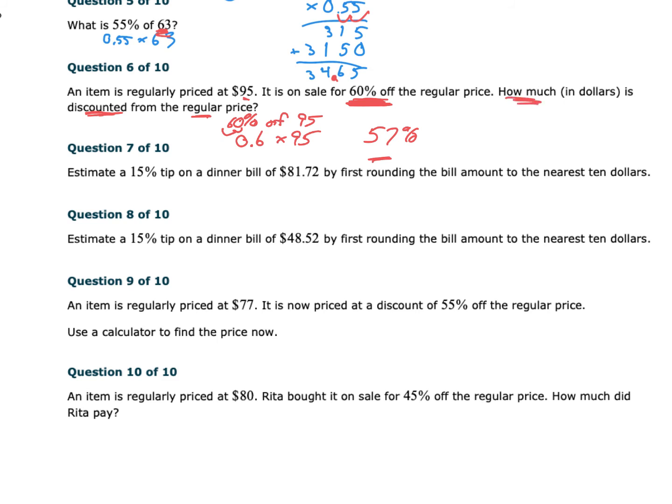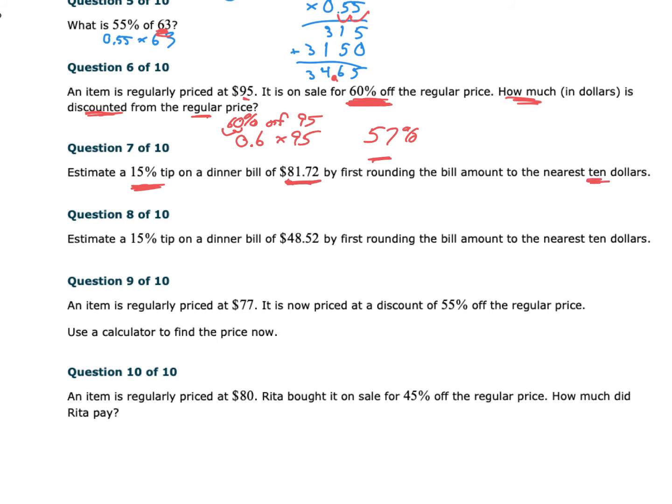Question 7, estimate a 15% tip on a dinner bill. That's $81.72. You're getting a big dinner there. Going to Texas Roadhouse. Eating more than just rolls. First round the bill amount to the nearest $10. Okay, we're going to do some rounding here. 15% tip is pretty standard, 15 to 20% on a dinner bill. You might round, you might not, but this one wants you to round to the nearest $10.